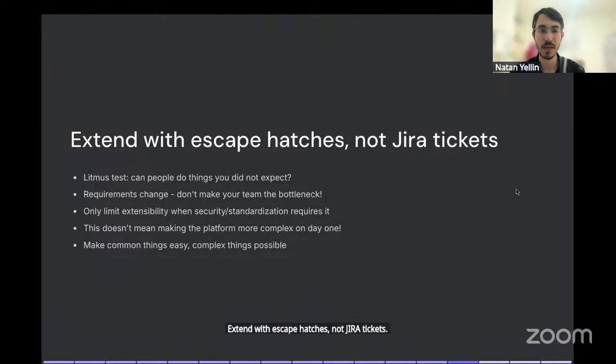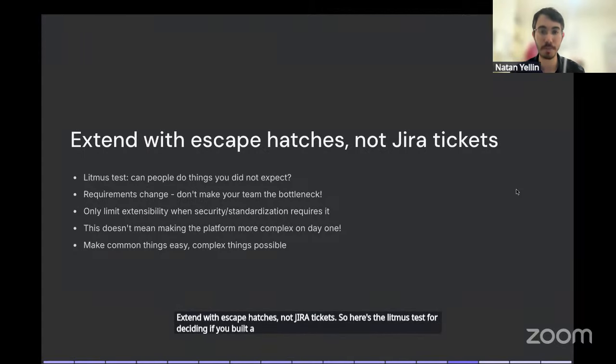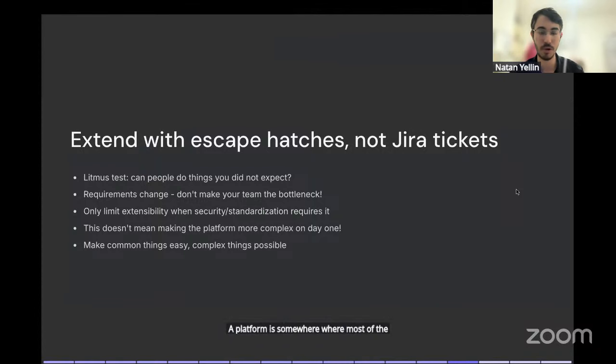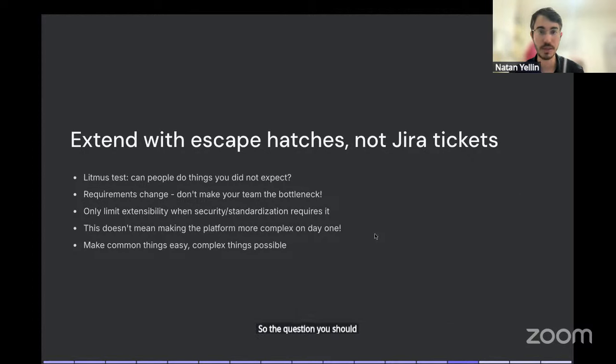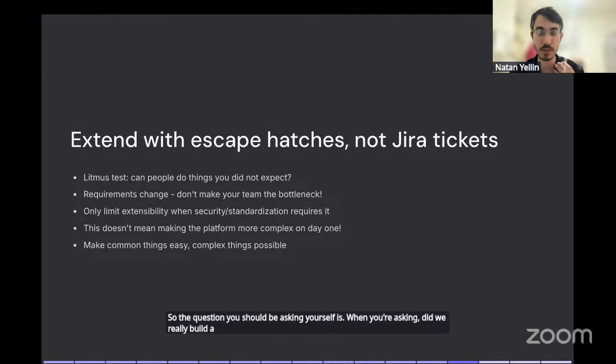So here's the litmus test for deciding if you built a platform or not, and a real platform. A platform is somewhere where most of the value comes from people building on top, where most of the value comes from people doing things that you did not expect. So the question you should be asking yourself, when you're asking, did we really build a platform, is can people do things with our platform that we did not expect and we did not design it for? That's the definition of a platform.